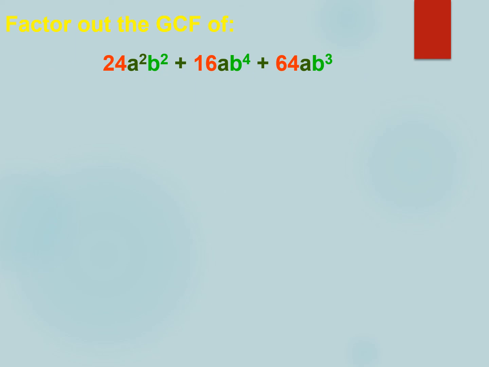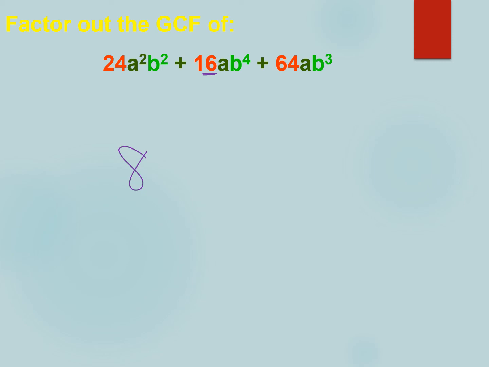Okay, taking a look at adding a little bit more to it here. Same process, but now instead of just looking at the numbers and one variable, I have to look at the numbers, the a's, and the b's for this problem. Looking at 24, 16, and 64, again, I'm going to go to the smaller number, the factors of 16: 1 and 16, 2 and 8, and 4 and 4. Well, okay, 8. 8 goes into 64, 8 goes into 24, so 8 is what that greatest common factor is.